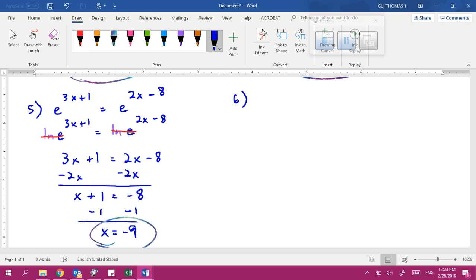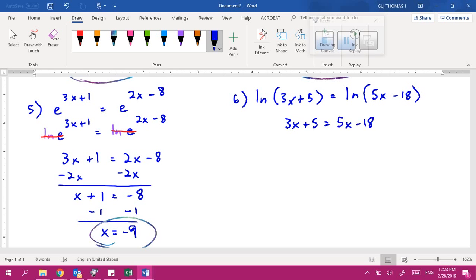So the next one's going to be very similar using the same concept. ln of 3x plus 5 equals ln of 5x minus 18. So seeing this, what would you write as your next step? Right, you can just bring down terms inside the parentheses. 3x plus 5 equals 5x minus 18.